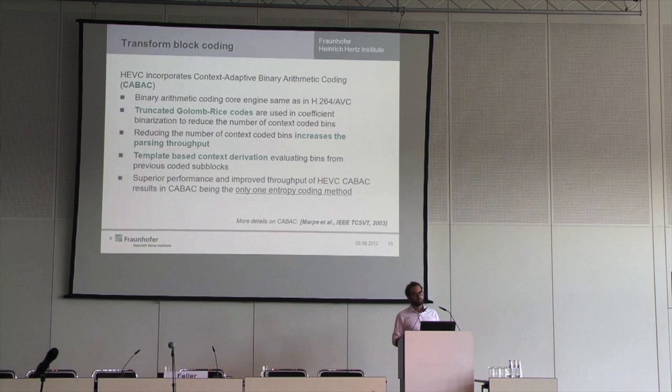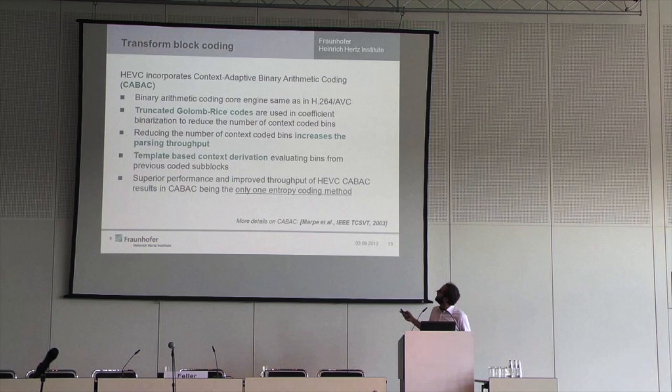And that's what was already said, that it increases the parsing throughput compared to the H.264 AVC CABAC version. And then we have a template-based context derivation, which also increases the coding performance. So superior performance for that CABAC and an improved throughput led to the decision to have only one entropy coder in HEVC, and that's CABAC. So in H.264 AVC, we had CAVLC and CABAC, and HEVC only applies one entropy coding method. That makes also the standard text much simpler.